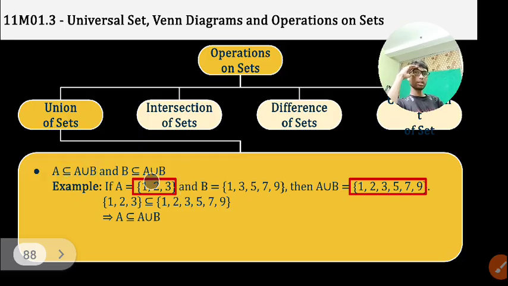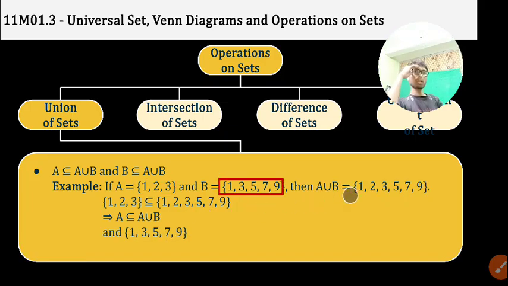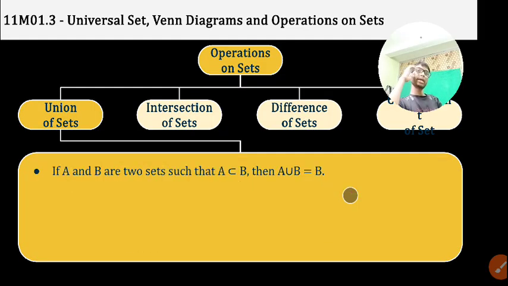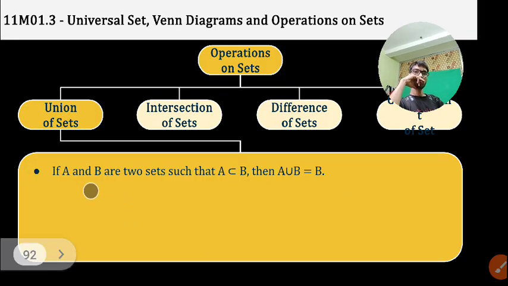And same with here, all these elements are in this, that's why we are saying A is a subset of B. And 1 3 5 7 9. Okay, this is done. If A and B are two sets such that A is a subset of B, then A union B will be equal to B.